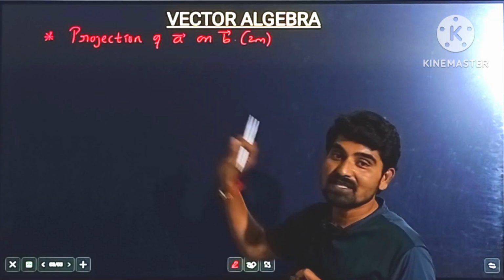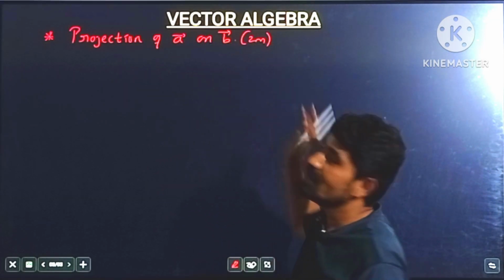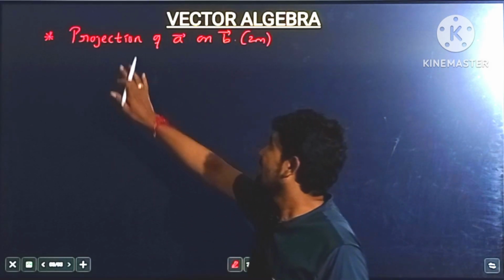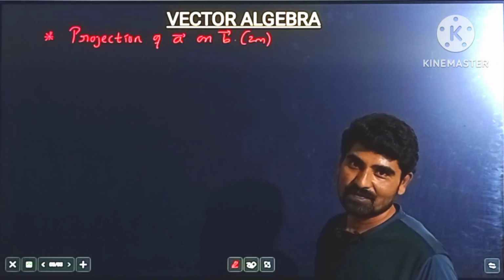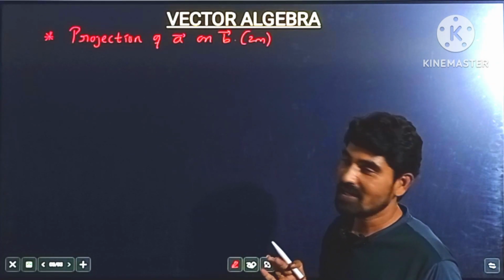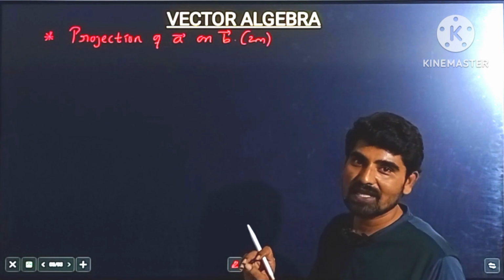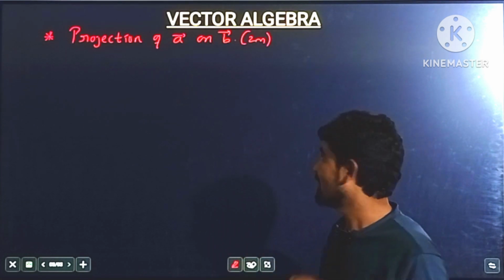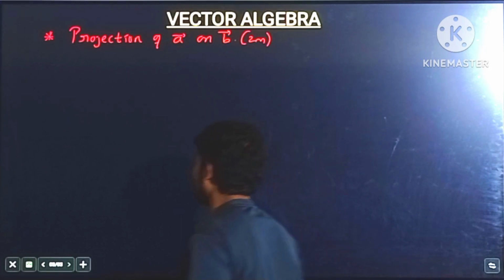Projection means shadow. It means shadow of A vector on the B vector. So we need to calculate the length of shadow of A vector on B vector. I hope all of you are understanding. Projection of A vector on B vector is nothing but the length of the shadow of A vector on the B vector. See here, how we calculate the projection of A vector on B vector.